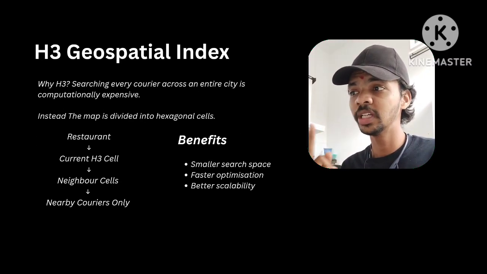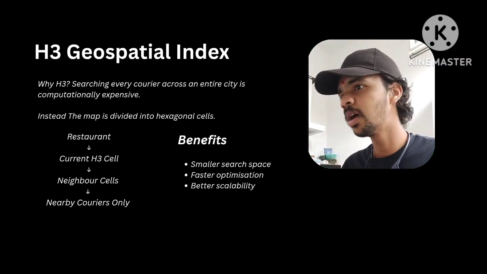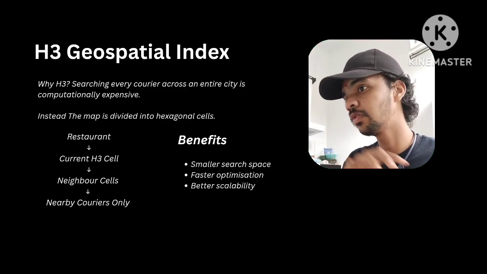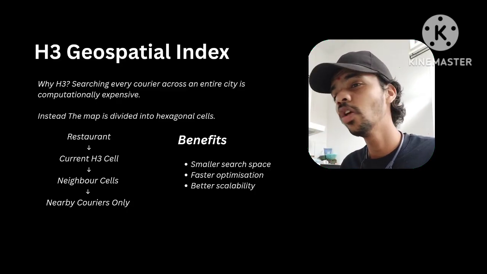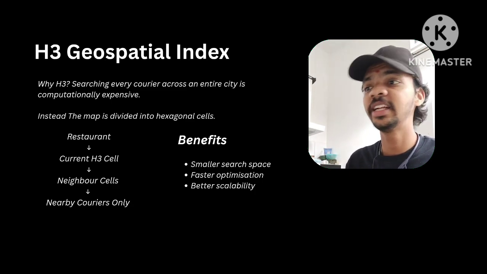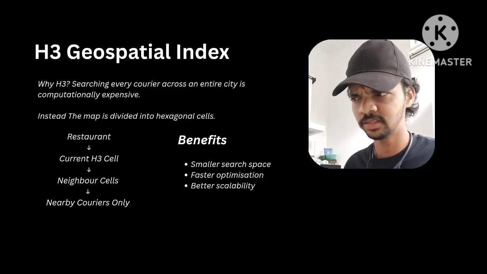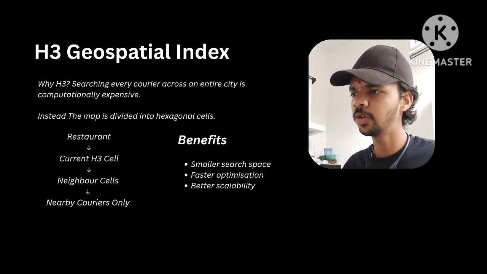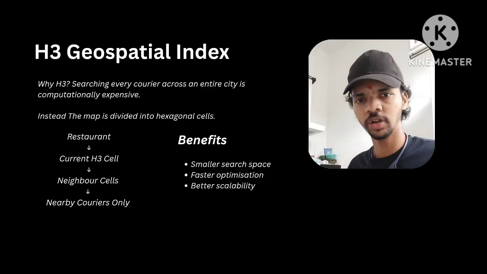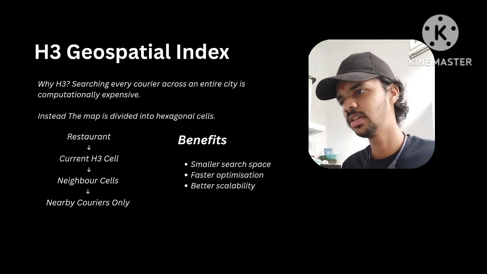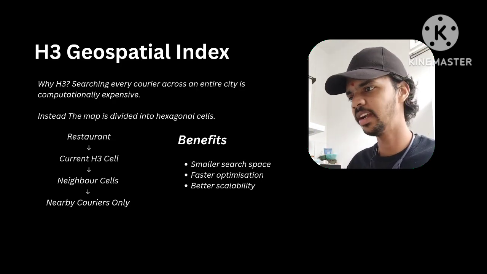Then the component number 2 is spatial index, Uber's H3 hexagon. To prevent searching through millions of couriers across an entire country, Uber uses H3. It's an open source spatial index that divides the entire map into hexagonal cells. You can log in right now onto Uber Eats basically, and you can see the entire map is divided into hexagon cells. It is not like a square thing or circle or something. It is hexagons.